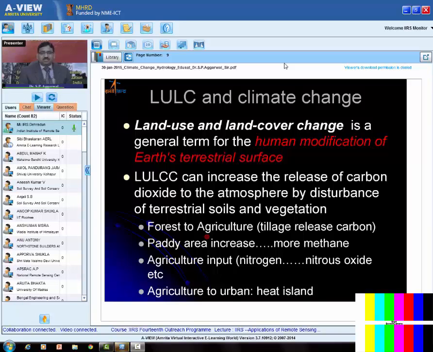For agriculture, a lot of paddy cultivation occurs, and paddy cultivation releases methane. Also, for agriculture you are giving inputs like nitrogen, so it will produce nitrous oxide. Again, it is a gas for the greenhouse effect. When you are converting agriculture to urban, then you are creating the heat island.